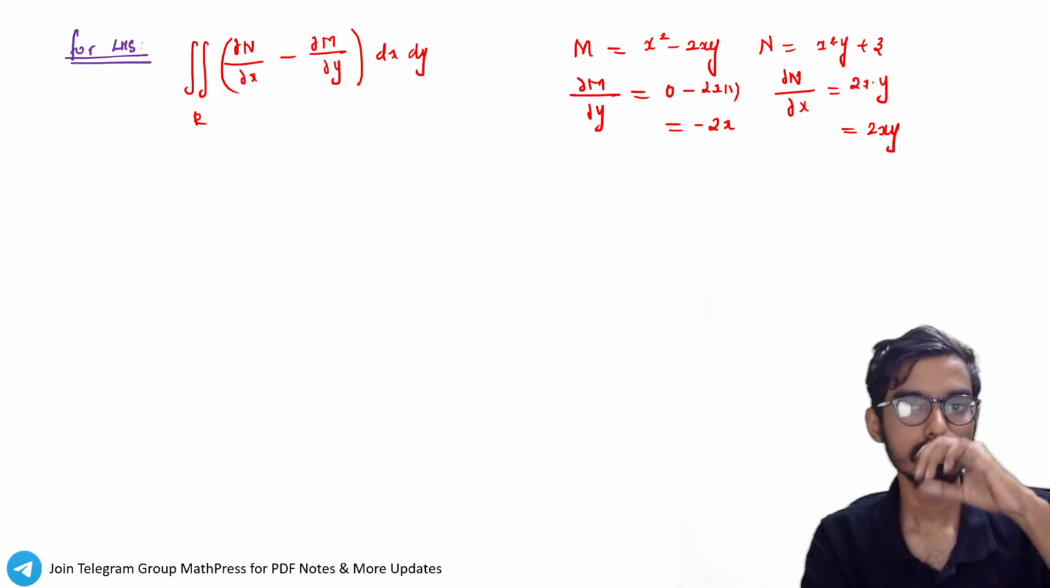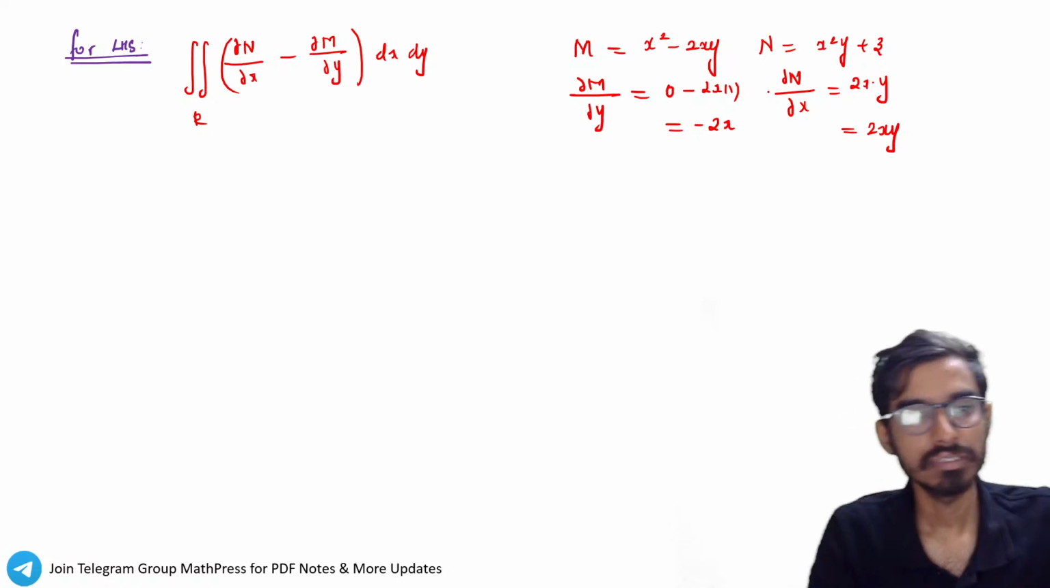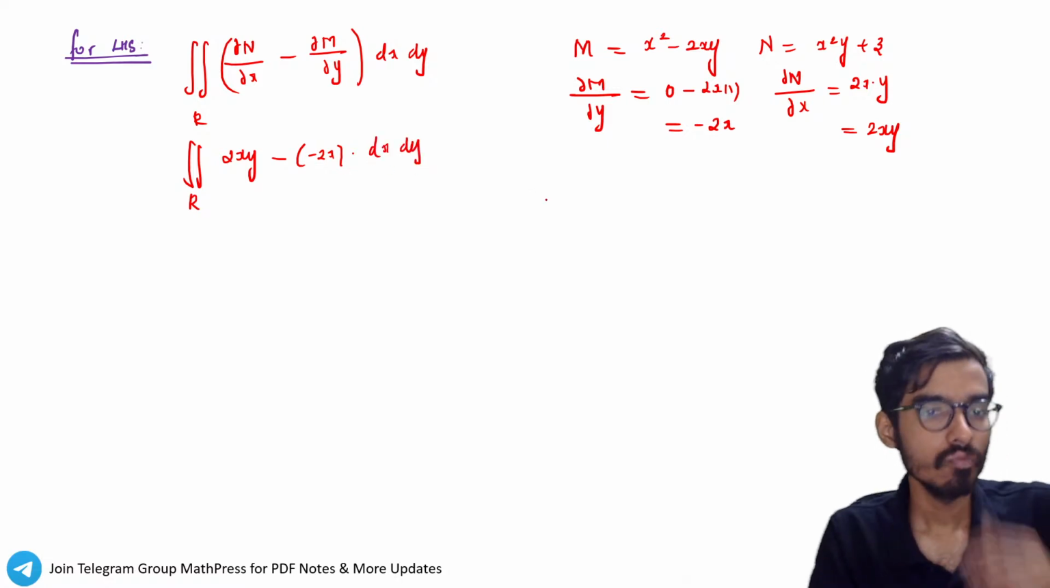With respect to x, y is constant. We are differentiating partially, right? So y into 2x plus 0, so 2xy. With respect to y, we will have minus 2x. Therefore, this will be the double integral over R of dou N by dou x, which is 2xy, minus dou M by dou y, which is minus 2x, dx dy. Now, we need to evaluate this.